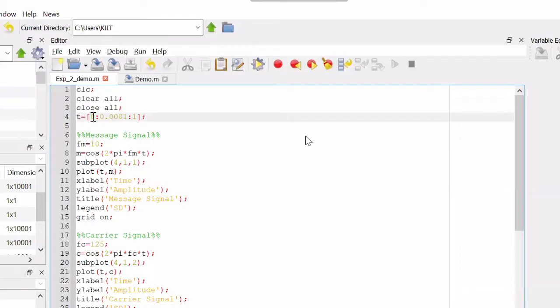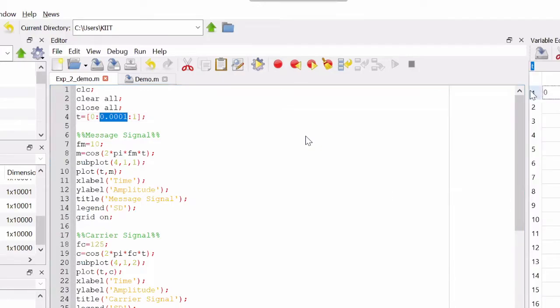The time vector is defined between 0 and 1, and the step it is taking is 0.0001. It means 0.1 millisecond is the minimum time at which we are going to check all the data. Ultimately, T is, let me double click here and show you, a 1 cross 10,001 matrix. That means a total of 10,001 points are there between 0 and 1. We are doing this for better accuracy.